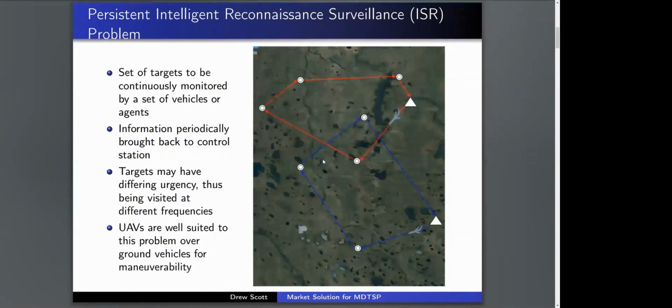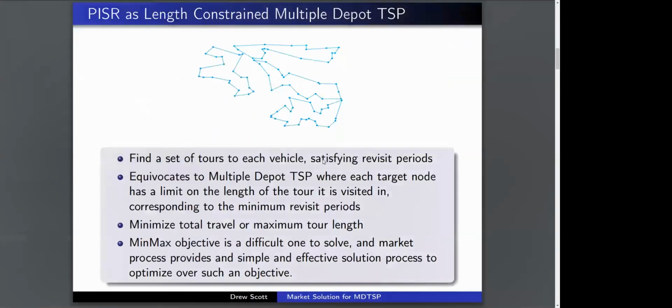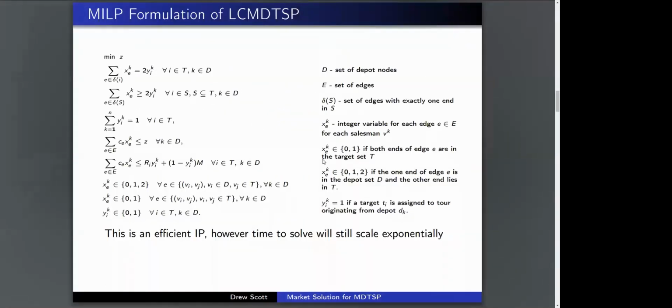So more important nodes we're visiting more often, less important ones don't need to be visited quite as often. And we compose this as a length-constrained multiple depot TSP, where those length constraints correspond to the revisit periods of the nodes. And the objective function we choose to optimize over is minimizing maximum tour length. And this is a more difficult objective to solve than just a normal minimized total travel one. But even though it's more difficult, the market solution provides a simple but effective solution process to optimize over this objective. And we compare this to a mixed integer linear program.